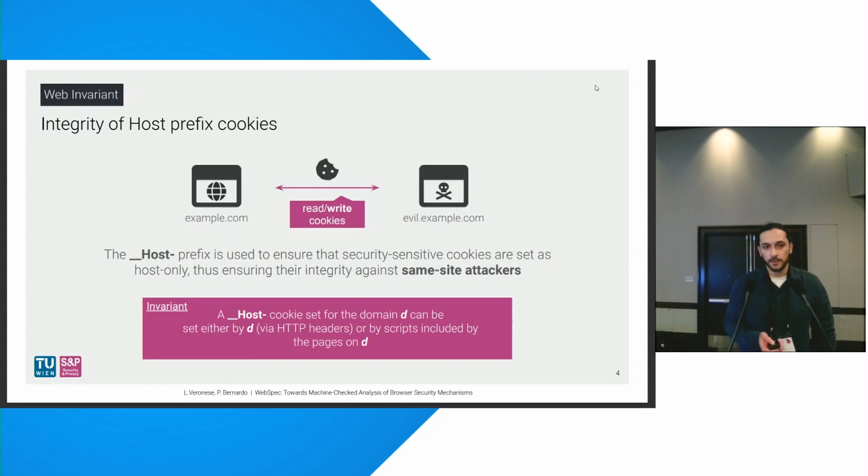Let's now go through the WebSpec pipeline through an example, namely the invariant on the integrity of host prefix cookies. First of all, what are host prefix cookies? These are cookies whose name starts with a double underscore Host, and these cookies are host-only, meaning that only the host where they are registered is able to modify them, but not subdomains. Based on this property, we define the following invariant. A host cookie set for the domain D can be set either by D via HTTP headers or by scripts included by pages on D.